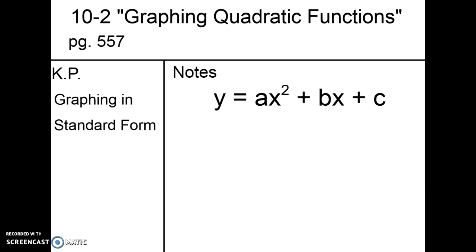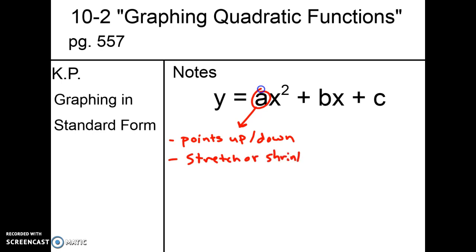So first of all, you've seen this before. Standard form. I just kind of want to go through what each letter does to a graph. So this first one, A, is going to tell us one, whether the parabola points up or points down, and it's also going to tell us if it's going to stretch or shrink vertically.